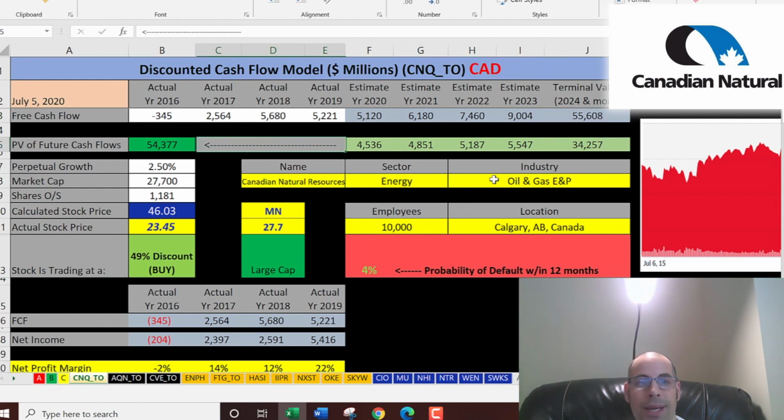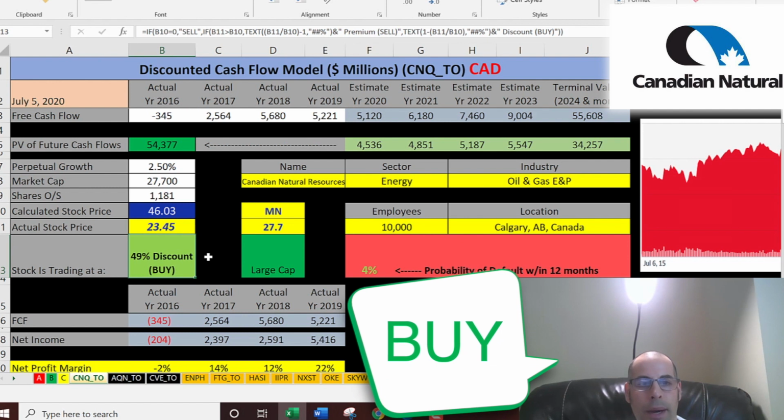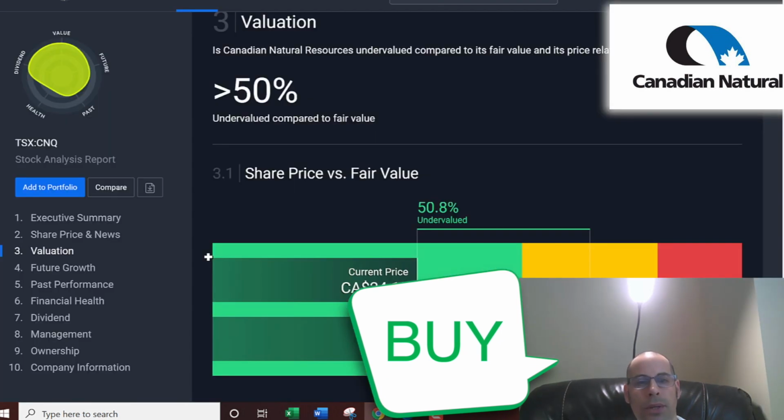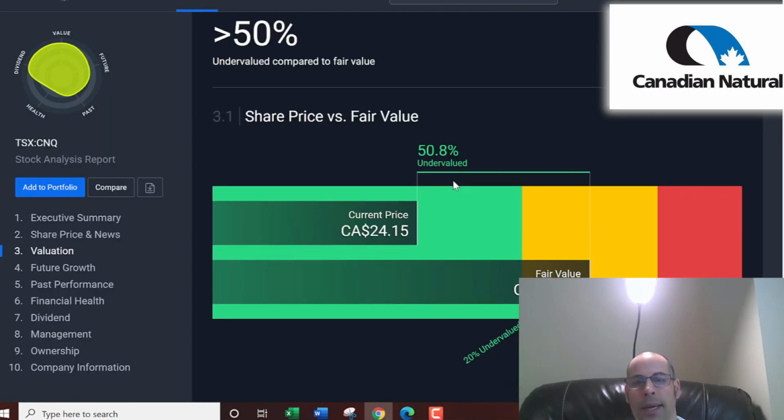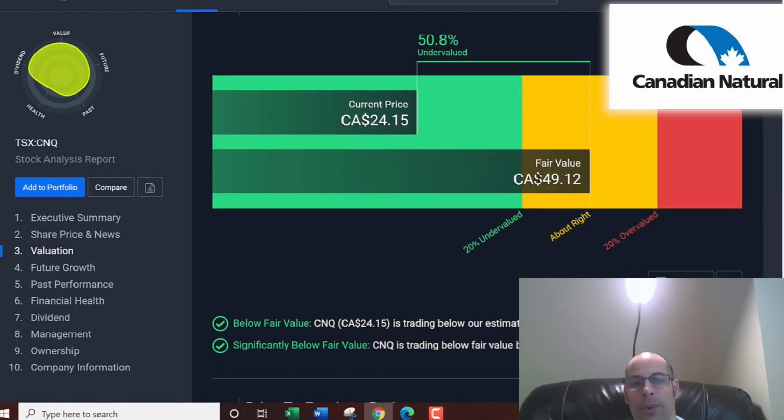And the value for the entire company is $54 billion. We divide that by 1.2 billion shares, and we get an intrinsic calculated stock price of $46. It's trading at $23, so it's trading at a 49% discount. It's a buy, according to the model. Let's see what Simply Wall Street has. I have 46 Canadian dollars, and they're estimating the stock at 49 Canadian dollars. It's interesting how close we are.